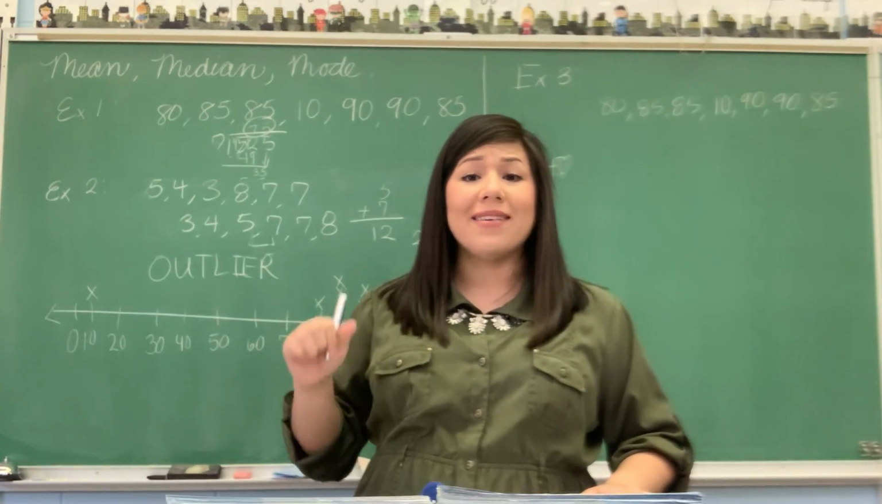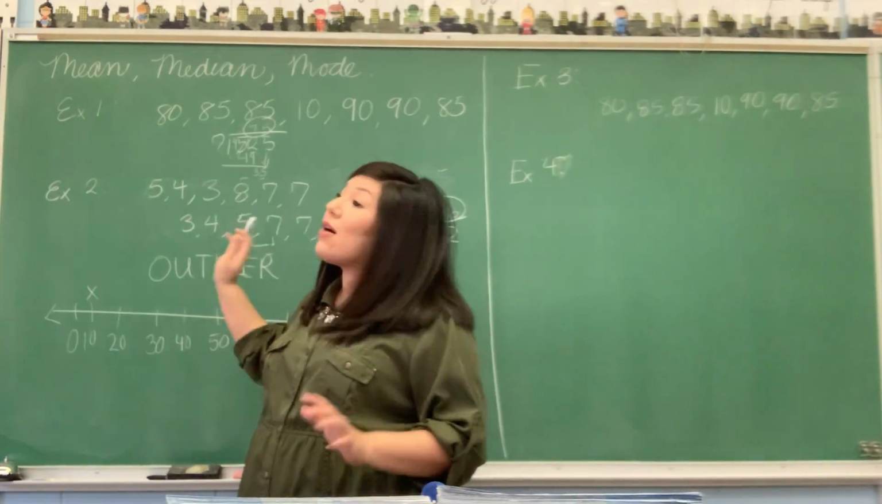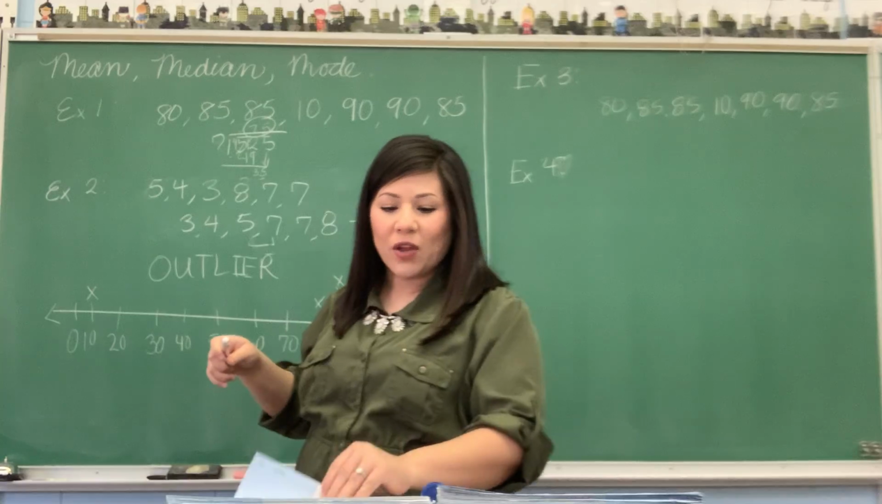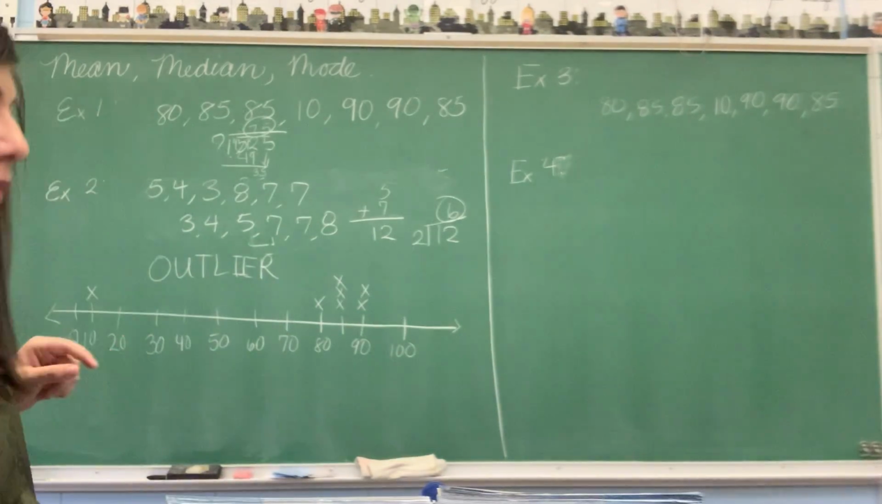The outlier is the number farthest from all the other numbers, the one that's kind of out there already, which was the number 10 here. Now, going on to the next one.